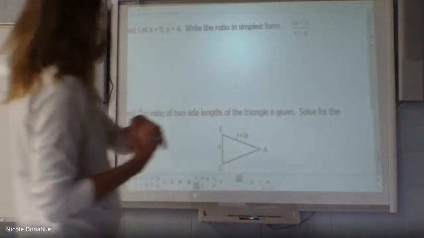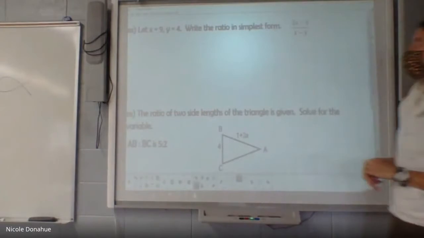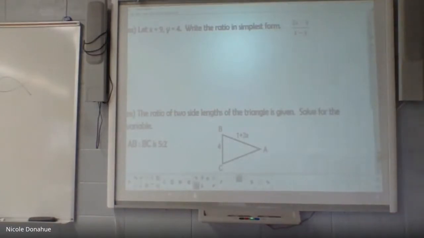So this one, they tell us X and Y, and they want us to figure out the ratio in simplest form. What do you think we're going to do with that?